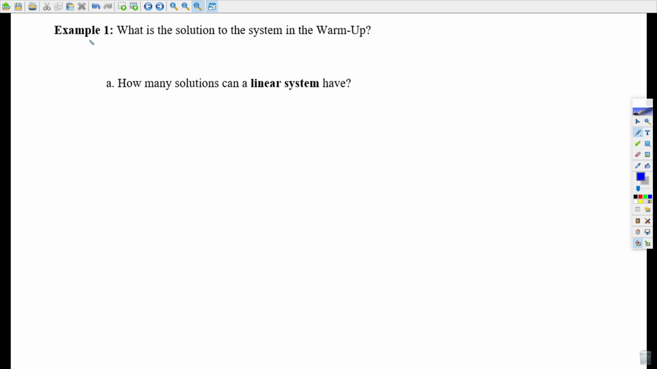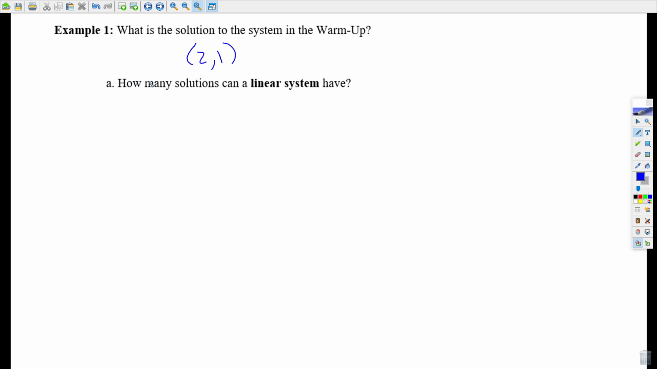So like I said, you should have gone back and done the warm-up question. And the answer is, what is the solution to the system in the warm-up? That means, where do they intersect? And there should have been an intersection point. If you did the warm-up, I would, again, suggest you do it. And that should have been (2, 1). That's actually where they intersect.